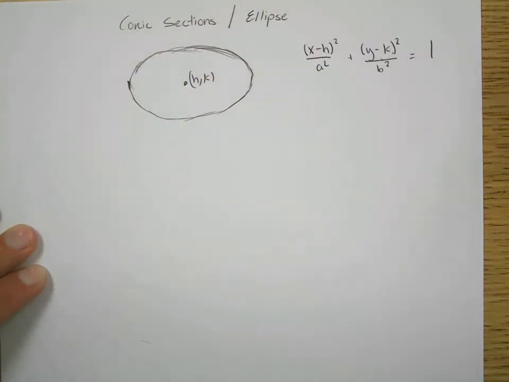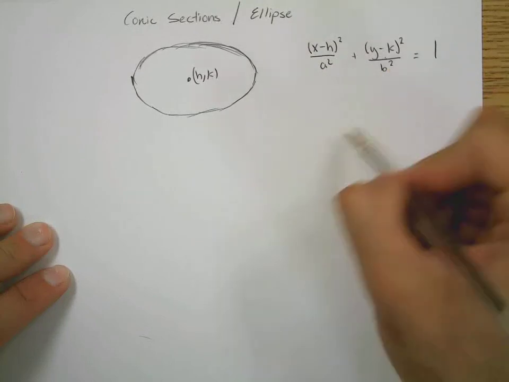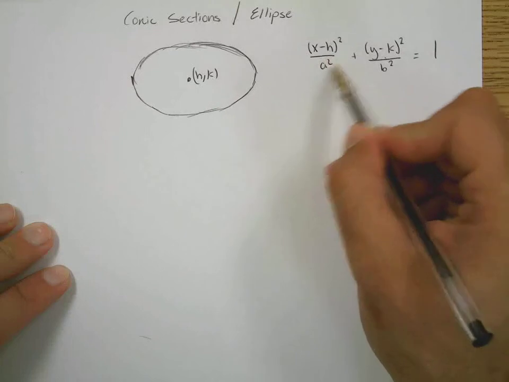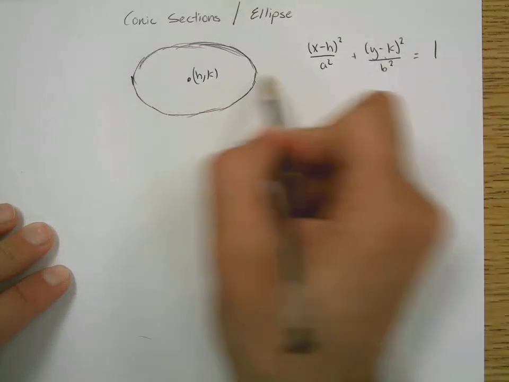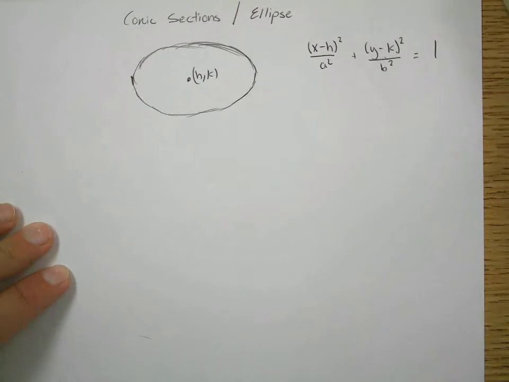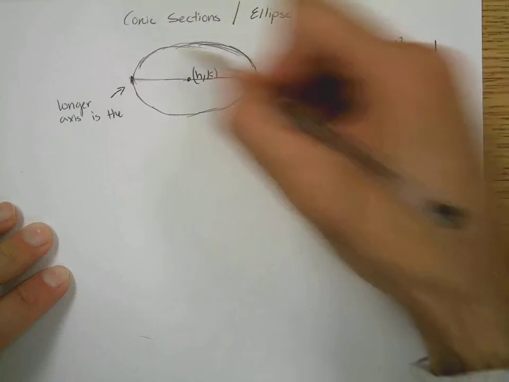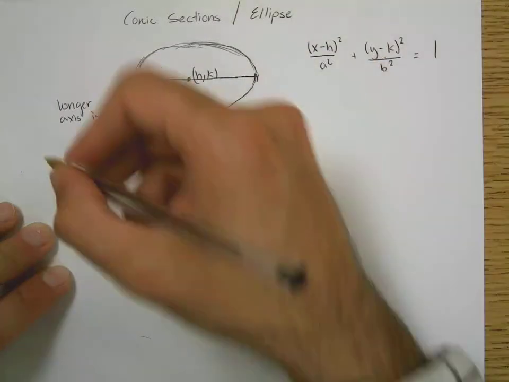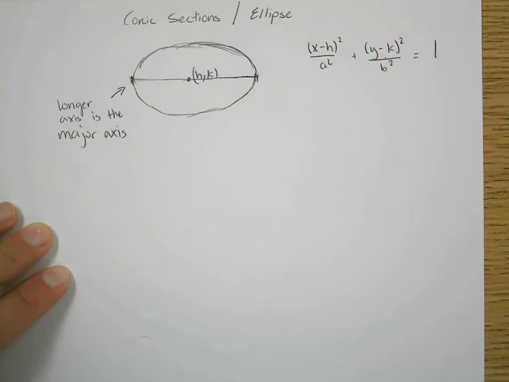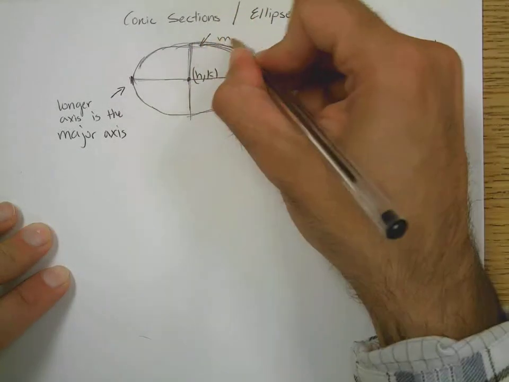And just like with a circle where it was r squared, and that related to the radius and the diameter, just like that, this a squared and b squared is going to relate to the length of these axes. In fact, we're going to name those now. So this longer axis, no matter if it looks like this oval or like that oval, is the major axis. And this smaller axis is the minor axis.